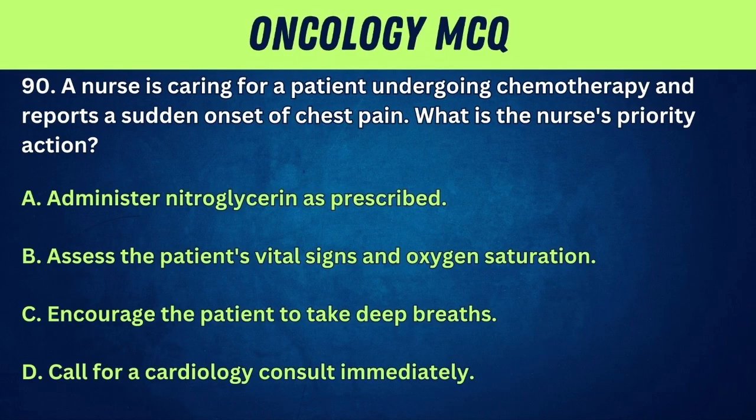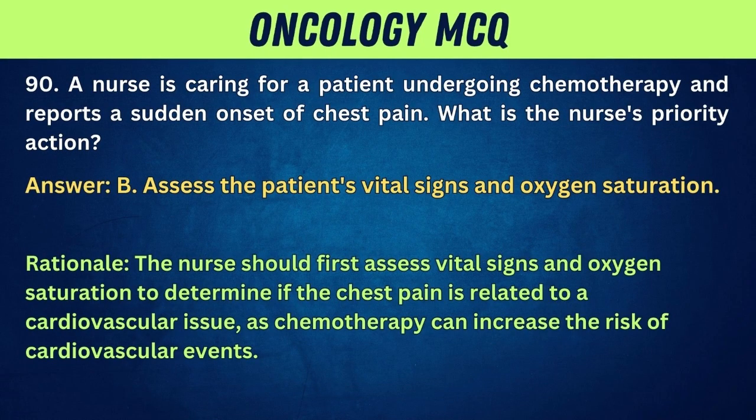90. A nurse is caring for a patient undergoing chemotherapy who reports a sudden onset of chest pain. What is the nurse's priority action? A. Administer nitroglycerin as prescribed. B. Assess the patient's vital signs and oxygen saturation. C. Encourage the patient to take deep breaths. D. Call for a cardiology consult immediately. Answer: B. Assess the patient's vital signs and oxygen saturation.